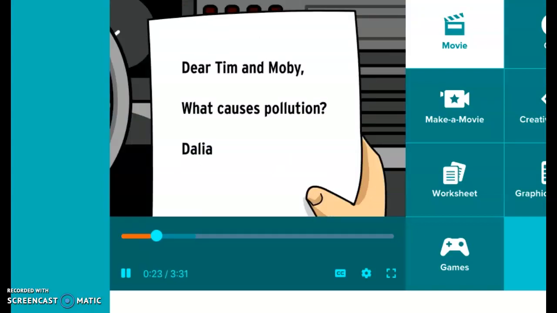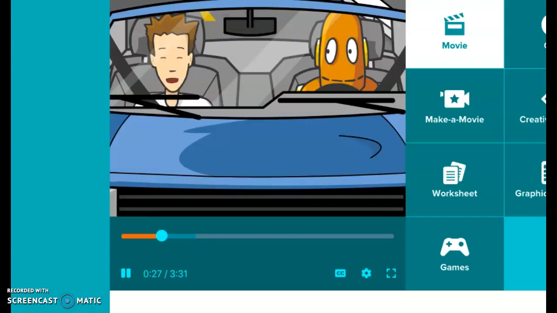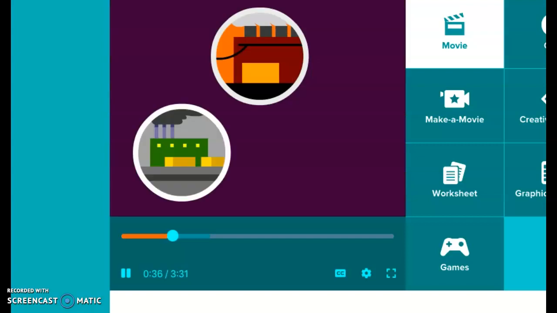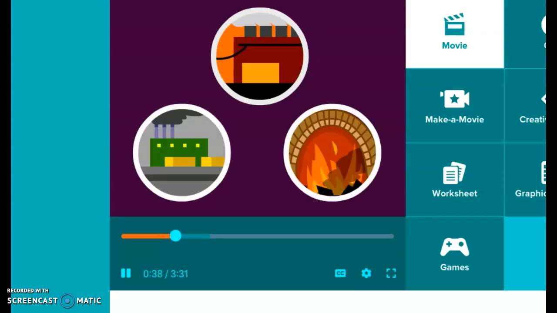Dear Tim and Moby, what causes pollution? From Dahlia. Air pollution comes from a lot of different sources. Like car engines, they burn gasoline, and that adds a lot of dangerous chemicals to the air. Power plants, factories, and even the furnaces and stoves we use to heat homes and offices, all of these pollute the air.